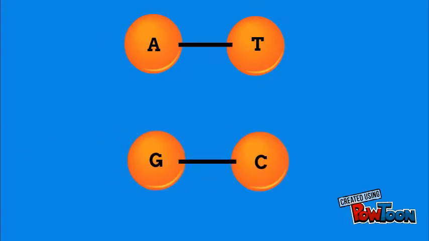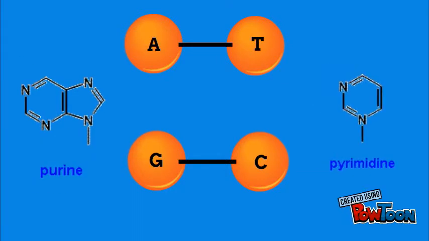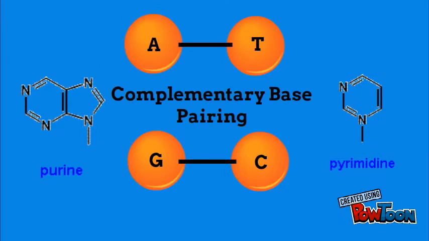This is because of the structural nature of these bases, with one of each pair being a purine base of the double ring structure, adenine and guanine, and the other being a pyrimidine base of the single ring structure, cytosine and thymine. This is known as complementary base pairing.